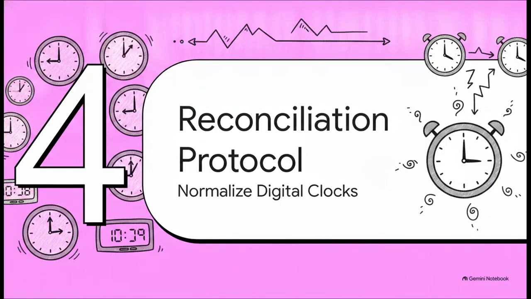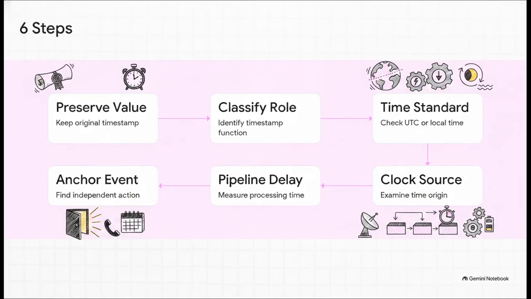Section 4. The Reconciliation Protocol. How do we systematically normalize these digital clocks before we plot them on an investigative timeline? Before you build any timeline, you must apply these 6 steps. Step 1. Preserve the original value. This is absolutely crucial. Never replace the raw timestamp with your newly converted version. The original remains the evidence. Your conversion is just your analytical interpretation.